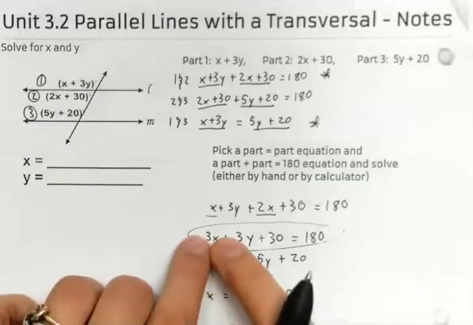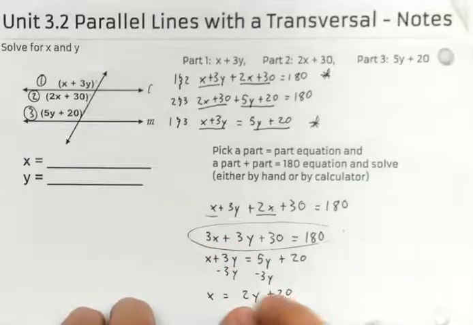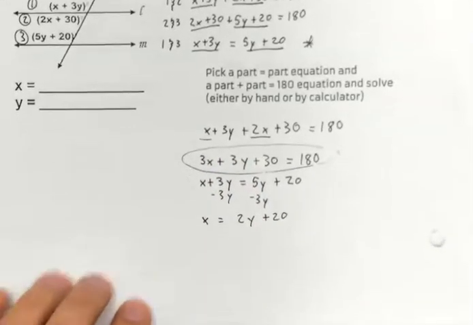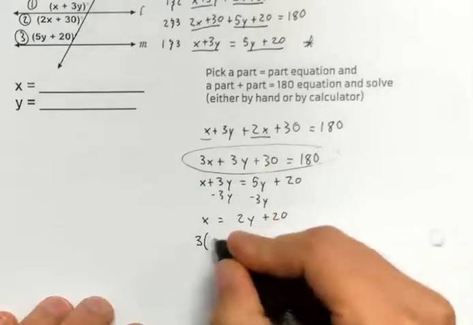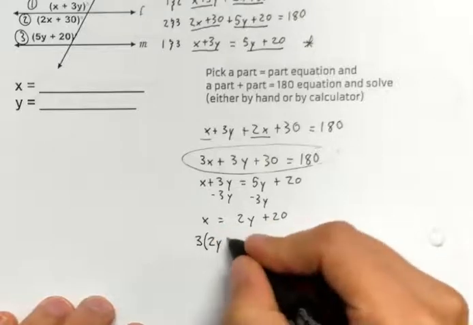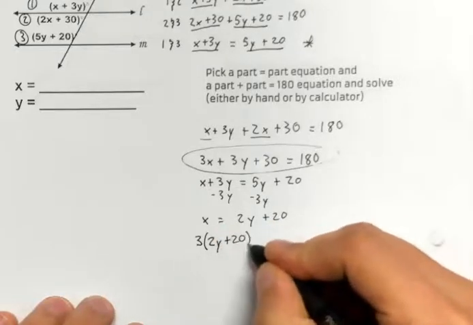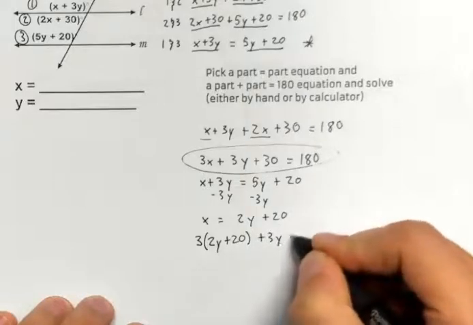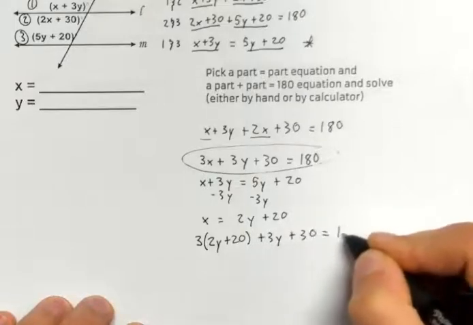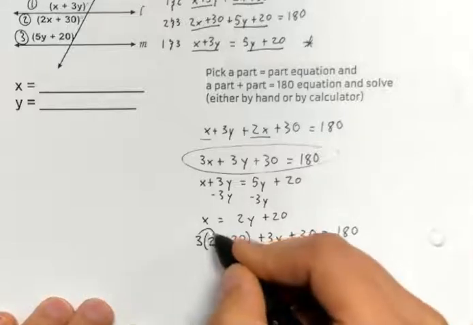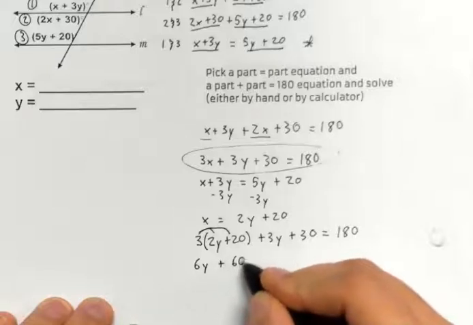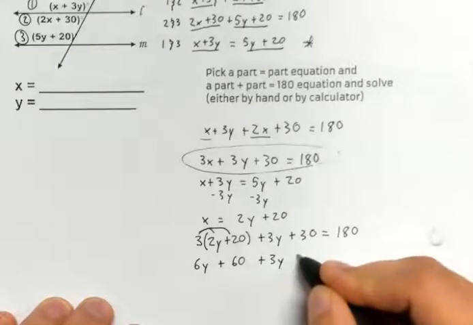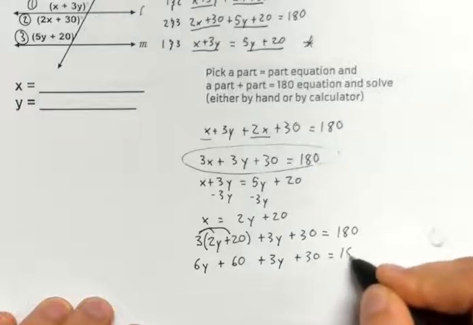Now I'm going back to this first equation up here, and instead of saying 3x, I'm going to say 3 times all of this, because that's x and all of this are the same thing. So I'm going to put 3 times 2y plus 20 plus 3y plus 30 is equal to 180. Okay, distribute, I get 6y plus 60 plus 3y plus 30 is equal to 180.